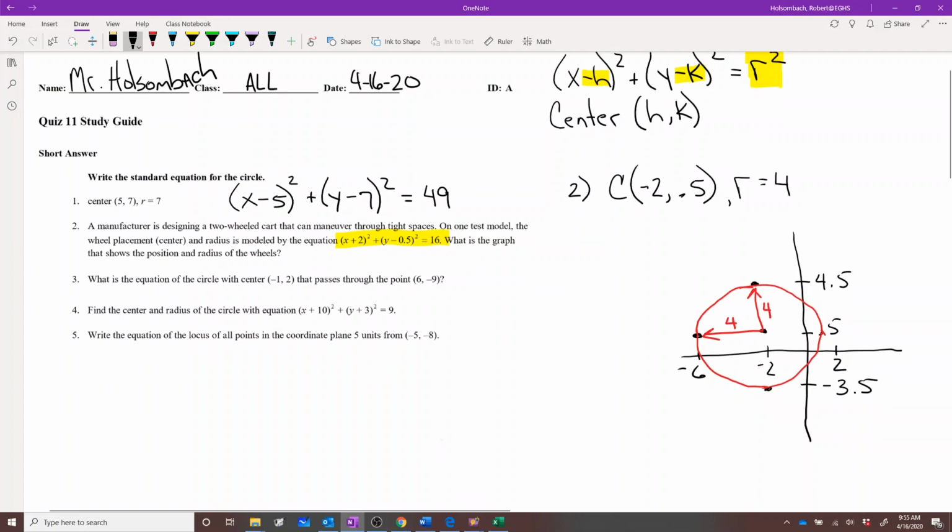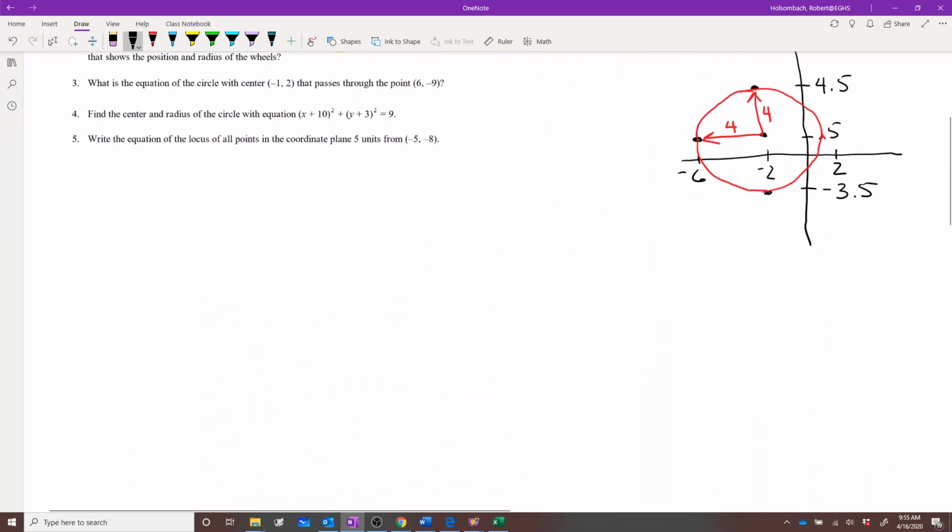Okay, number 3. The equation of a circle. What is the equation of a circle with center at 1, -2, and it passes through 6, -9? Alright, so number 3.